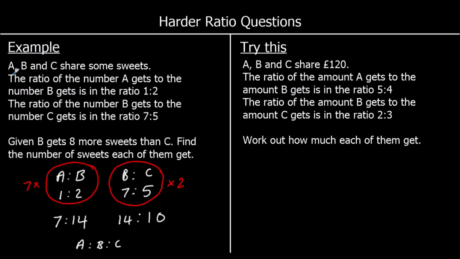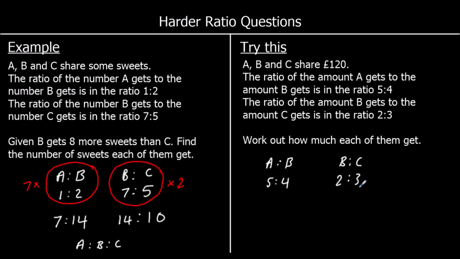And one for you to try. So give this question a go. We're told A, B, and C share £120. The ratio of the amount A gets to the amount B gets is in the ratio 5 to 4. The ratio of the amount B gets to the amount C gets is in the ratio 2 to 3.